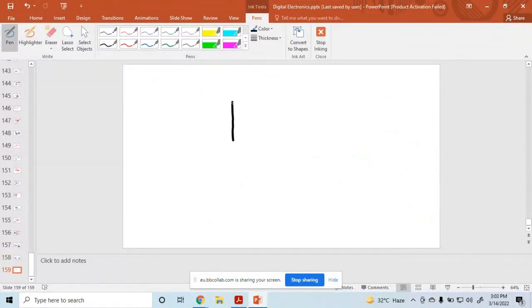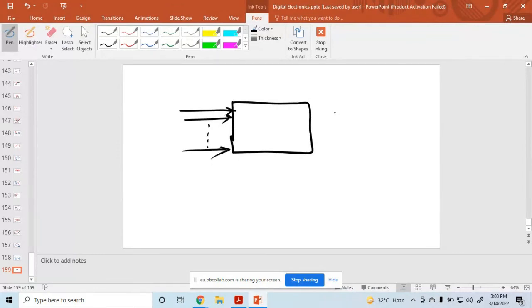So this is a combinational circuit. Here I'm just drawing a block diagram. The number of inputs is many, and here many outputs. This one is called a combinational circuit. Combinational circuit means multiple inputs and multiple outputs. This is not fixed like 3 inputs and 3 outputs, or 2 inputs and 2 outputs, not like that.